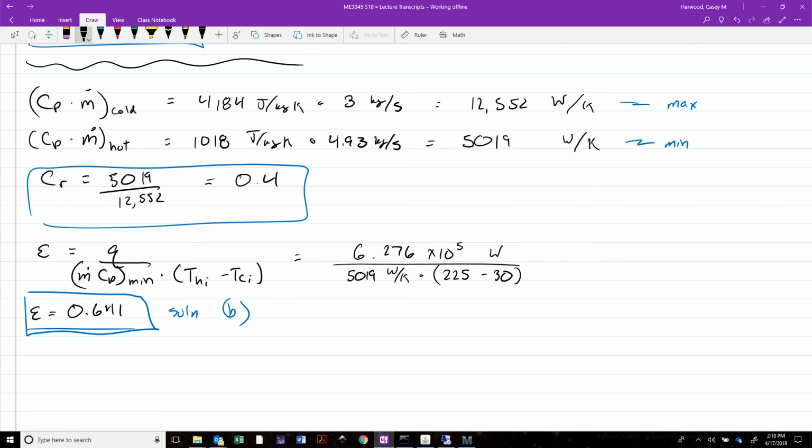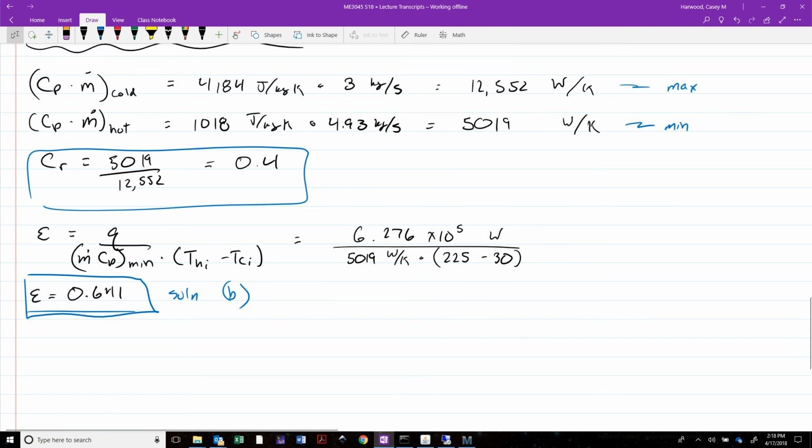In this case, we're looking for the number of transfer units. We have the effectiveness, and we have a bunch of information about the flow. So this table will give us a precompiled set of equations that we use to find the number of transfer units. So what we're looking for specifically, let's look at the characteristics of this particular heat exchanger.